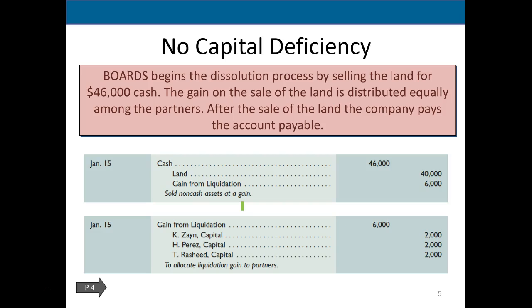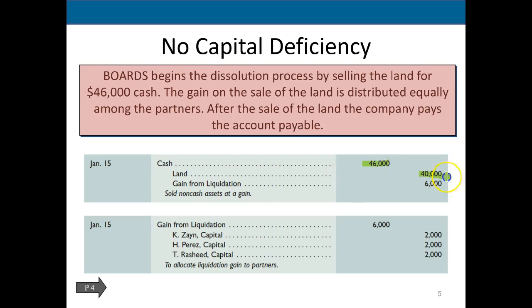So if we have the board began the dissolution process by selling the land for $46,000. So we sold the land for $46,000. So let's take a look at that. Is cash affected in that journal entry? Yes. We got $46,000. Cash is a debit balance. We're going to make cash go up by doing the same thing to it, which in this case would be another debit. So we're going to debit cash for the $46,000.